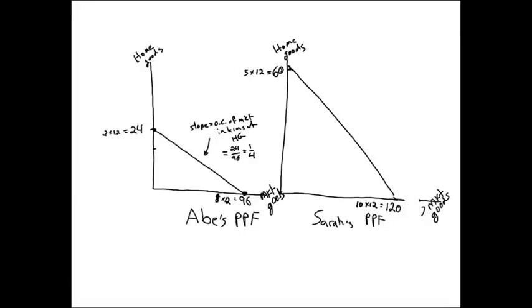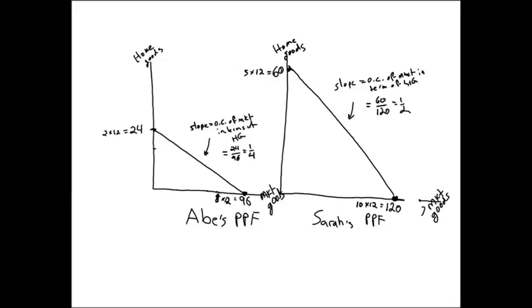What about Sarah's production possibility frontier? Of course, the intercept here is going to be 5 times 12. The intercept on the market good axis is going to be 10 times 12, or 120. And again, the slope of the production possibility frontier is going to be the opportunity cost of a market good in terms of home goods. And in this case, it's equal to 60 over 120, which is equal to 1/2.